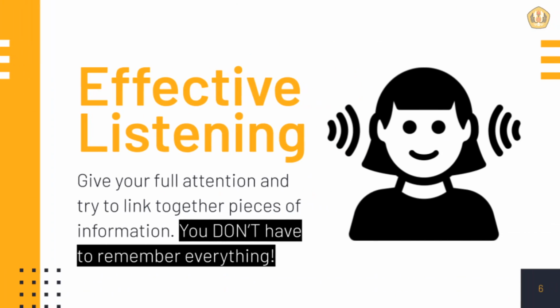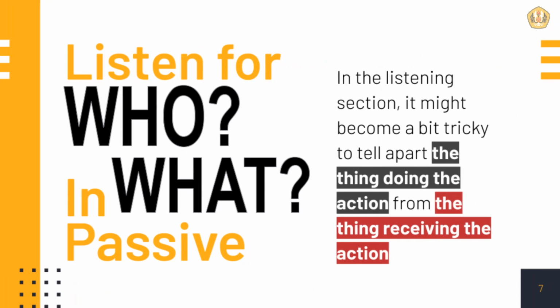Effective listening involves giving your full attention and linking together pieces of information that you hear, but you don't have to remember everything, which is why it is important for you to be familiar with the types of question in the test. Now let's take a look at one of the types of listening question for today's video. It's listening for who and what in passive.